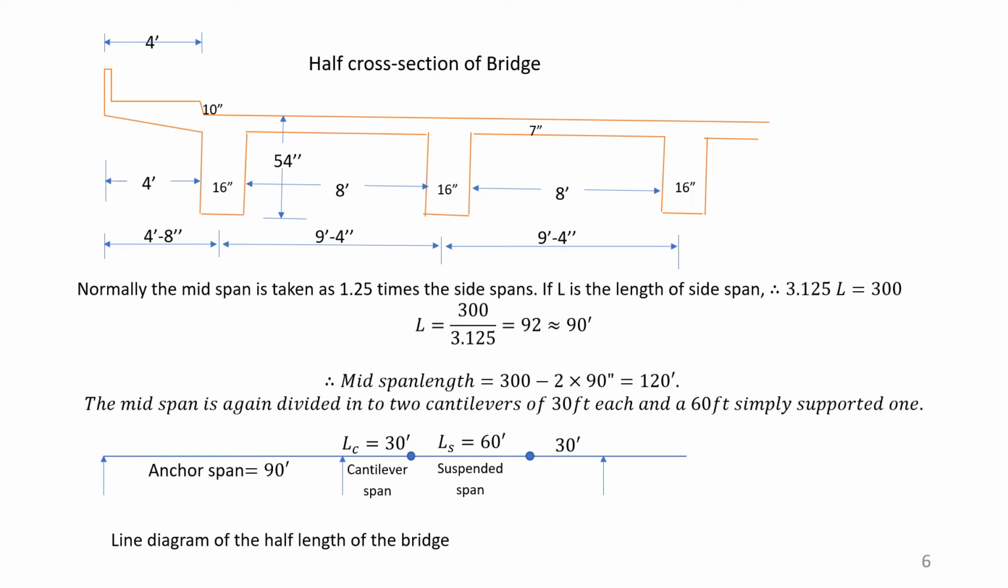We have shown part of this long section here. First of all, the anchor span is 90 feet. From the anchor span, a cantilever part will come out about 30 feet, and from the other side there is another 30 feet, and the total mid span is 120 feet. This 120 minus 30 minus 30 gives us the middle span as 60, which is similar to the bridge we have designed in the previous course.